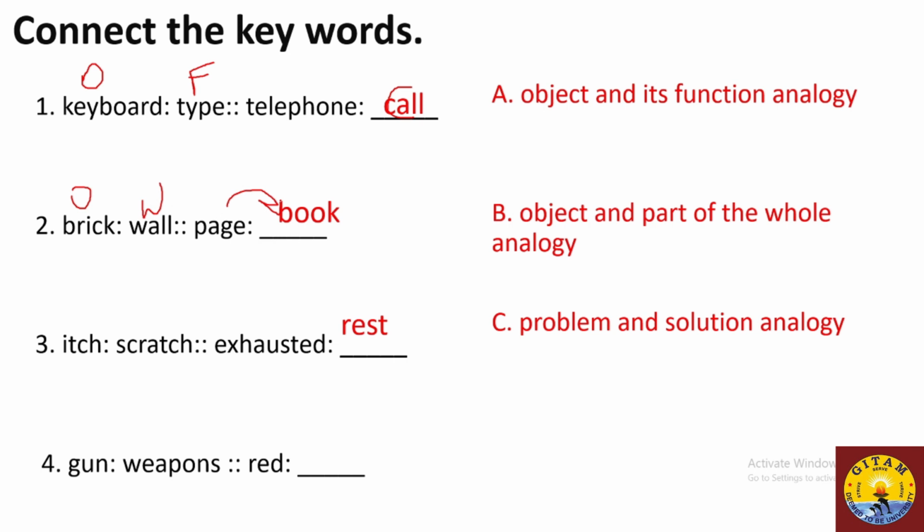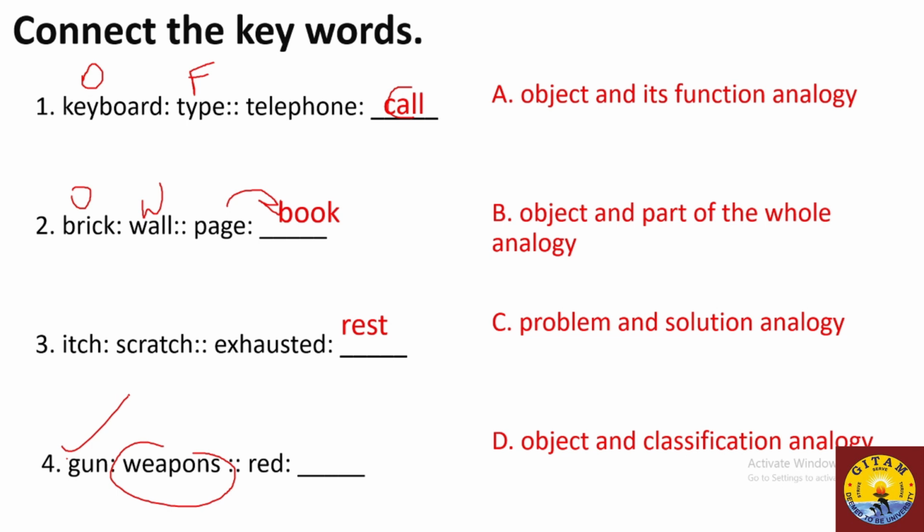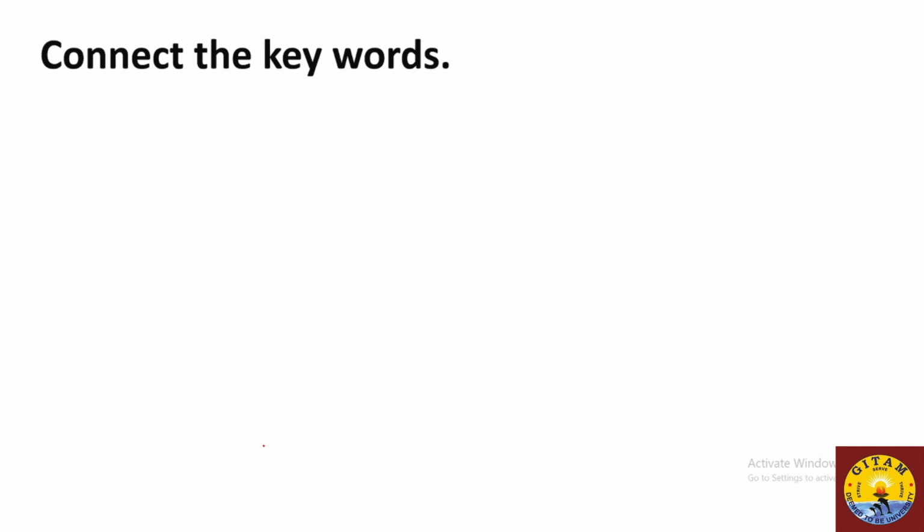Look at the next one. Gun, weapons, red, what? Gun is to weapons as red is to what? Now look at the category. Object and classification analogy. Under what classification can I put gun, knives, bombs? Under the category of weapons, I can place guns, knives, bombs, etc. Right? Now look at this. Under what category can I put red, blue, green, yellow? You're right. Color. Right? Fantastic. Now let's move ahead. We have a few more slides to finish.